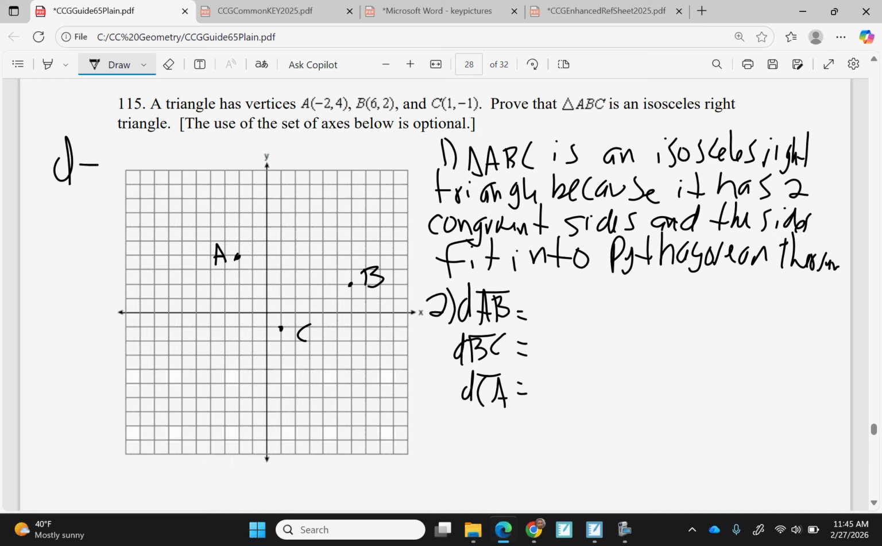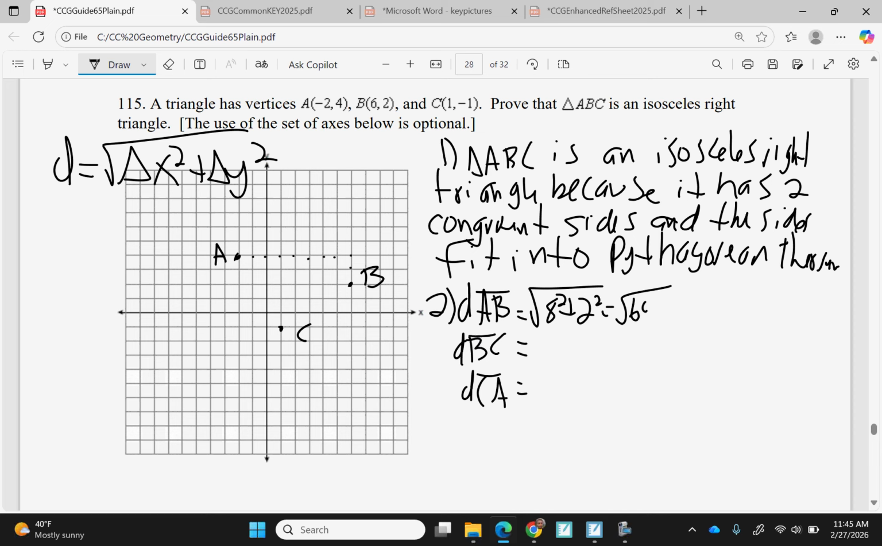So distance equals radical delta x squared plus delta y squared. So I'm going to count A to B, 1, 2, 3, 4, 5, 6, 7, 8, and 1, 2. 8 squared plus 2 squared. 64 plus 4. 68. Radical 68. We had a student get a 64 on the Regents because he did not put radicals over his answers. Oh my God, that was painful. Don't let that be you.